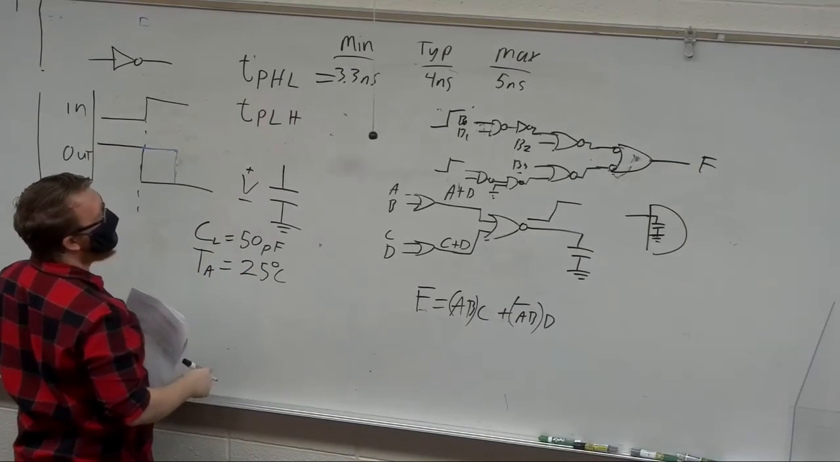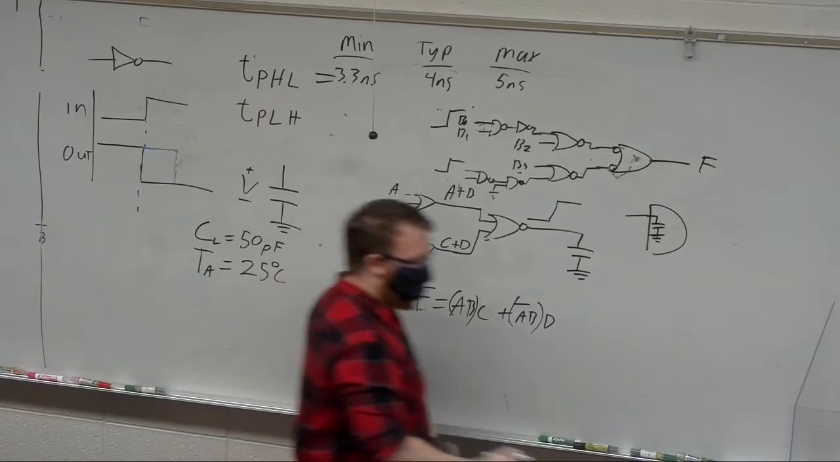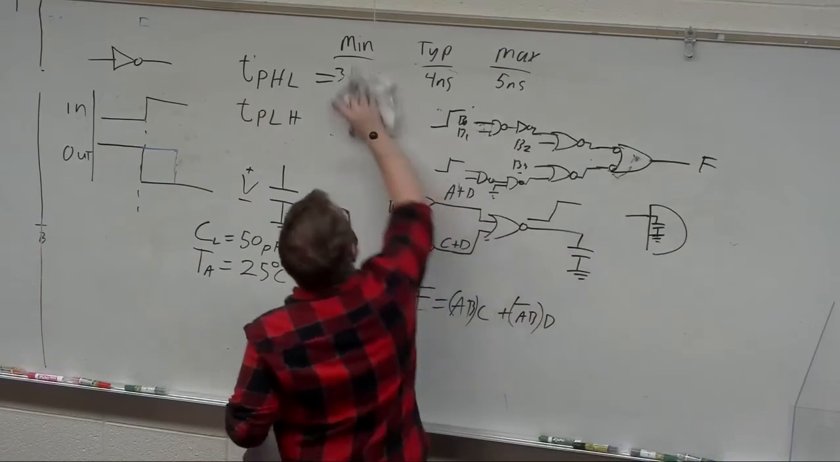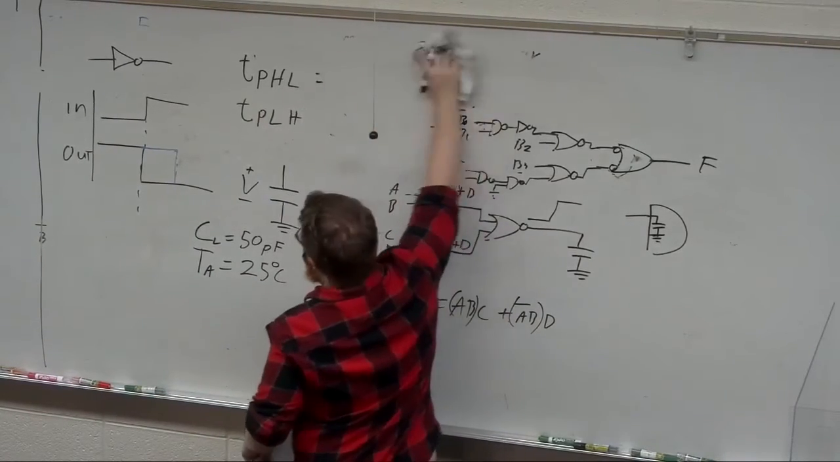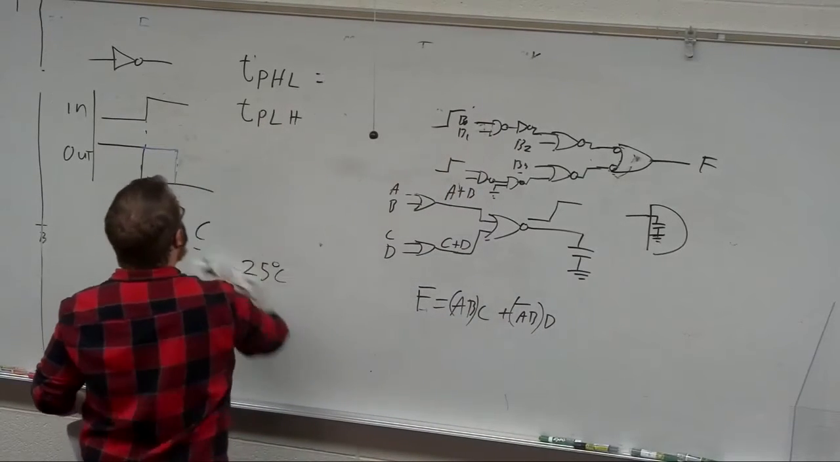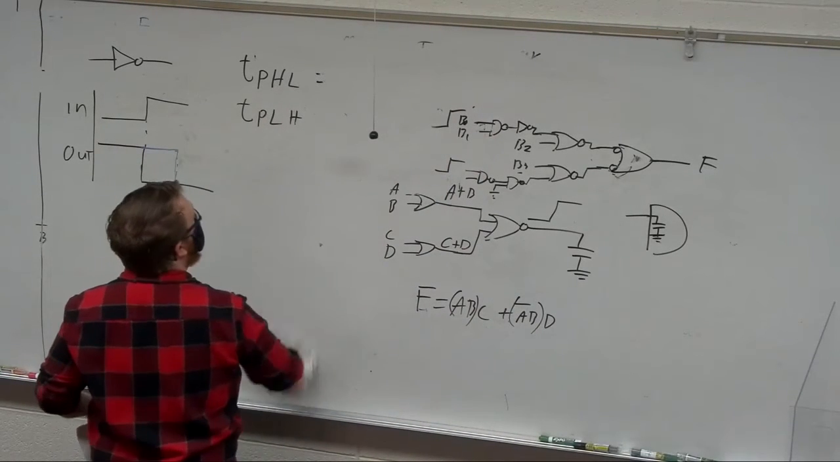And I'm running out of space. Let me erase the numbers over there so they don't get too cluttered. What else can I erase? Let's get some simplifying done. Okay.